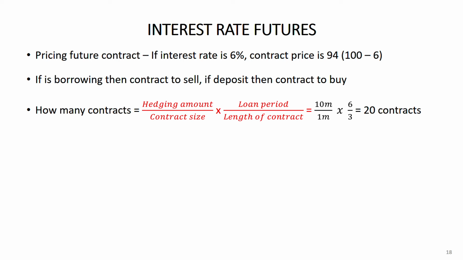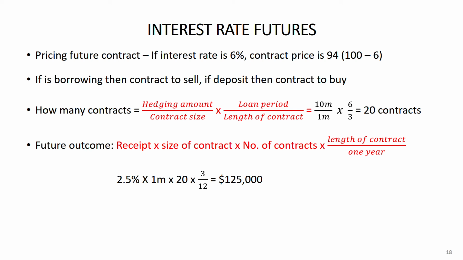So how many contracts? Hedging amount. Let's say hedging amount was 10 million, divided by contract size. It will be given to you. All these figures will be given to you: hedging amount, contract size, loan period, length of contract. 10 million over 1 million, into loan period, it was for 6 months. So 6 over 3. What is this 3? Length of contract. Which contract? Future contract. A future contract will always be for 3 months only. Most of the time it is for 3 months only. I've never seen a future contract which will be more. So you're taking that future contract length. Don't go and take over 12 here. It's not 6 over 12. It's 6 over the length of the future contract. So it is 20 contracts. Okay. Now the future outcome. That also I've written in red for you.